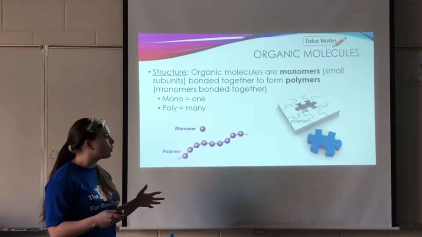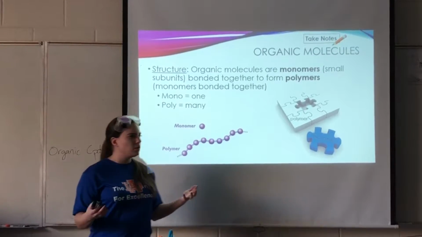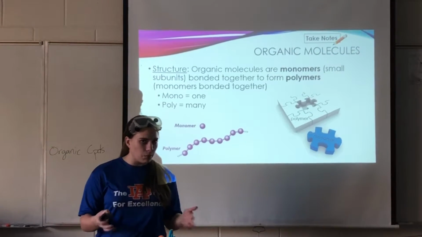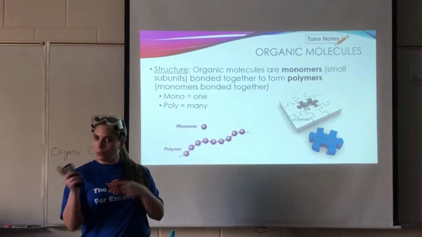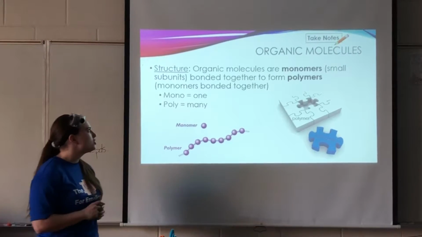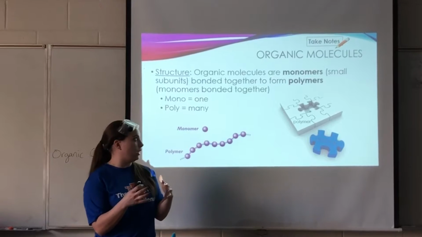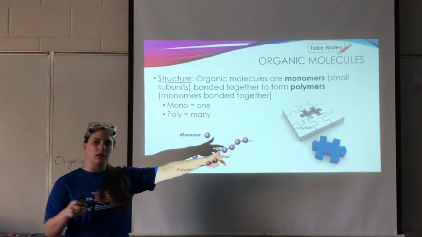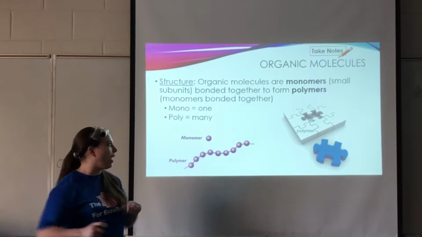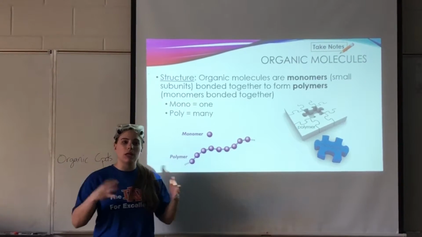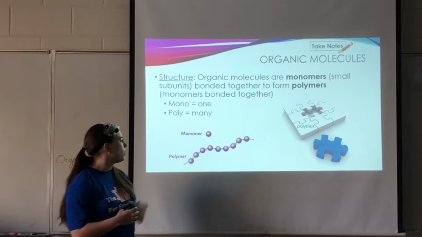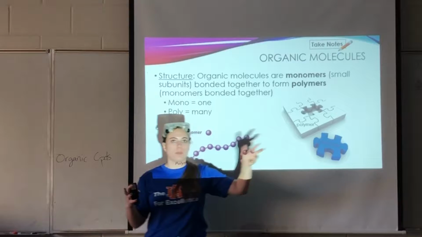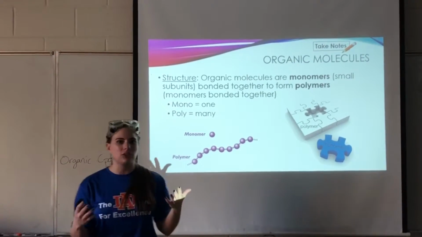All right, the structure of organic molecules is kind of like a puzzle. So think about putting puzzle pieces together. They have monomers. Mono means one. So one piece, one subunit, put together making a polymer. Poly means many. So when we put many monomers together, we make a polymer. Again, think of it like a puzzle. You've got one piece of it, that's the monomer. You put it together making your puzzle or making your organic molecule, that's your polymer.